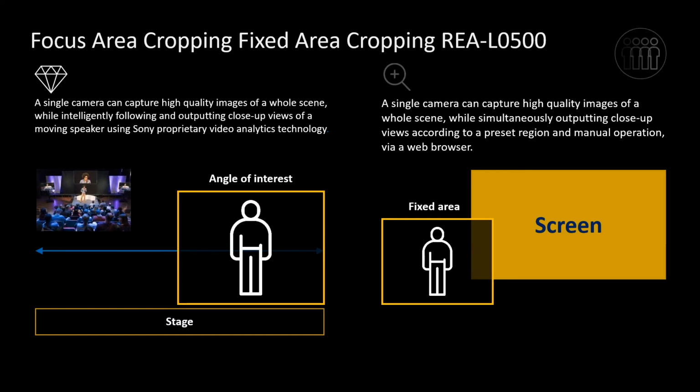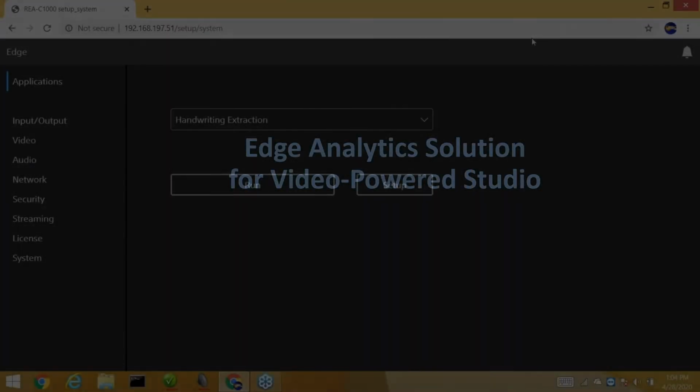With 2 audience-facing displays or projectors, this allows you to view your angle of interest, which will be your audience, stage, and presenter. And on your secondary display or projector, this will actually be more of a close-up of that podium, presenter, or performer. So without further ado, I'm going to switch over and show you guys how we configure focus area cropping.